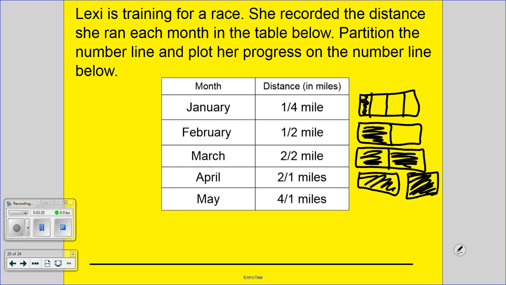So put your finger on April's fraction. Look at it and say 2 wholes. 2 wholes. Great. So if you know that April, she ran 2 whole miles, how far did she run in May? Parker? 4 wholes. I'm going to draw 4 whole miles, 4 whole boxes to represent 4 whole miles.